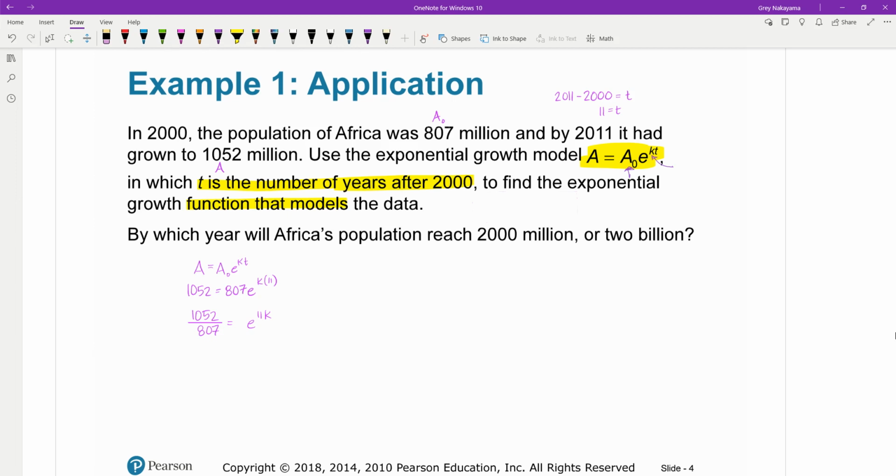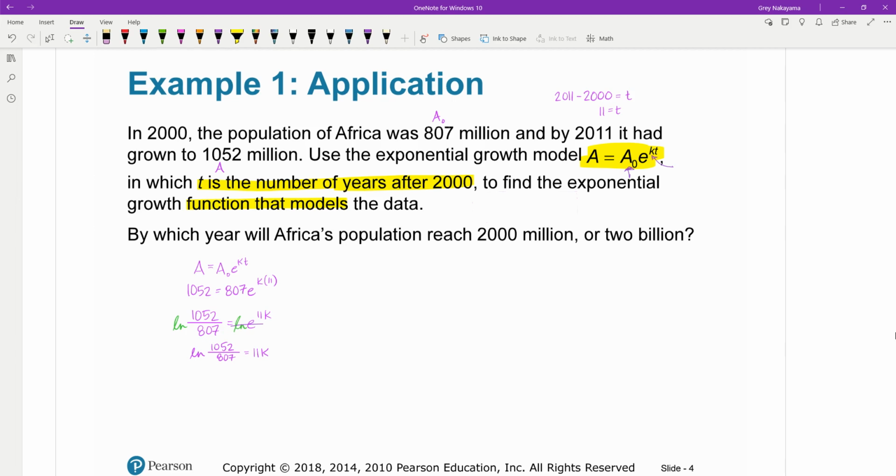And now at this point, I have no coefficient except for 1 in front of my exponential expression, e to the 11k. So now I'm ready to take the log of both sides. So when I take the ln of both sides, on the left I have ln of 1052 over 807, but the ln of e, those are composing inverse functions, and that's going to be equal to 11k.